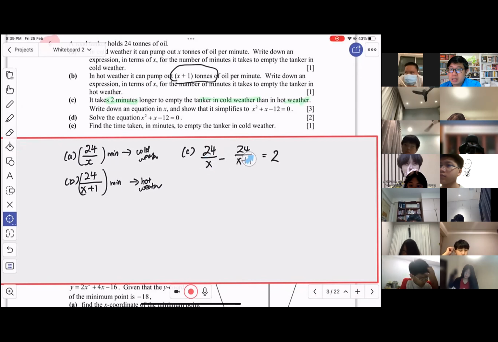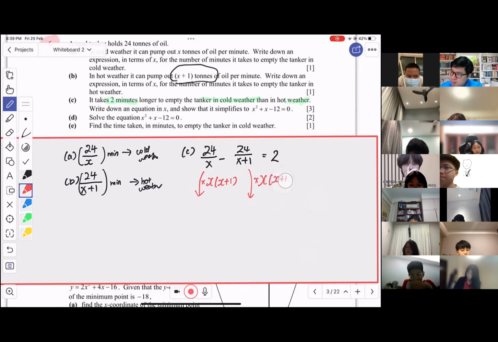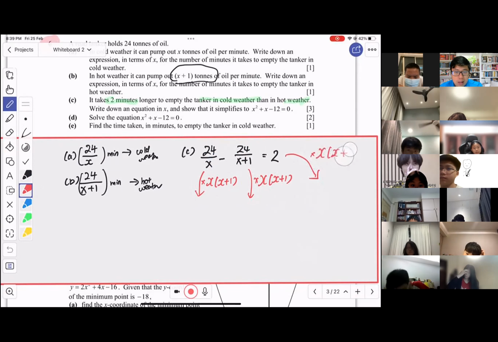Then from here, on the left-hand side, what I can do is to multiply all by the same denominator. Okay, I can multiply all by x bracket x plus 1.